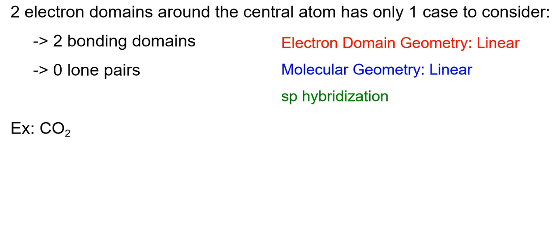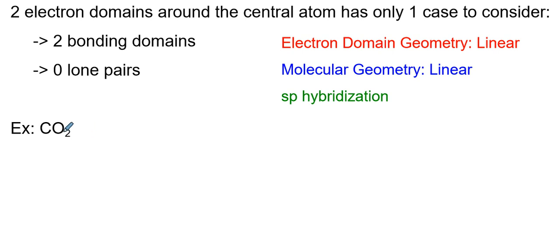So let's look at an example here to start. I'll try to do 3 of them quickly through this video. And the first one is probably the most common example you'll see on two electron domains, and that's carbon dioxide. The first step is to draw the Lewis formula or Lewis structure.